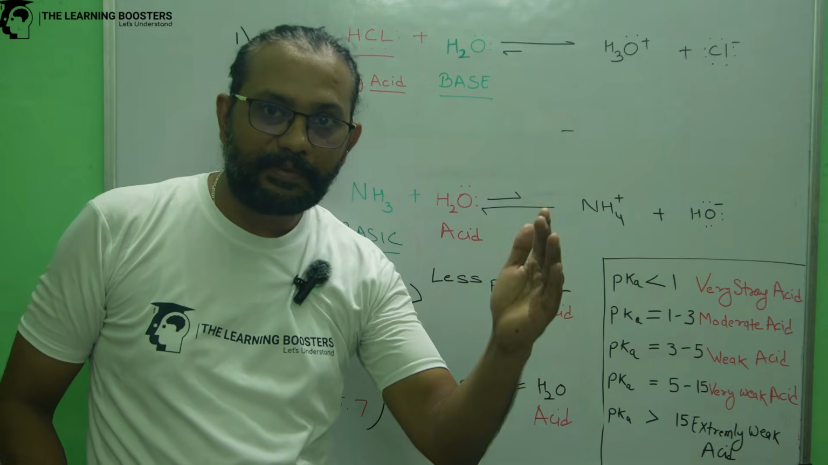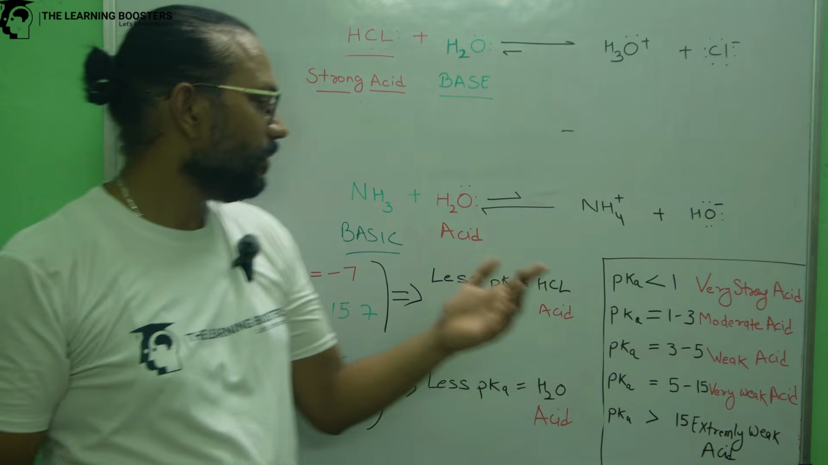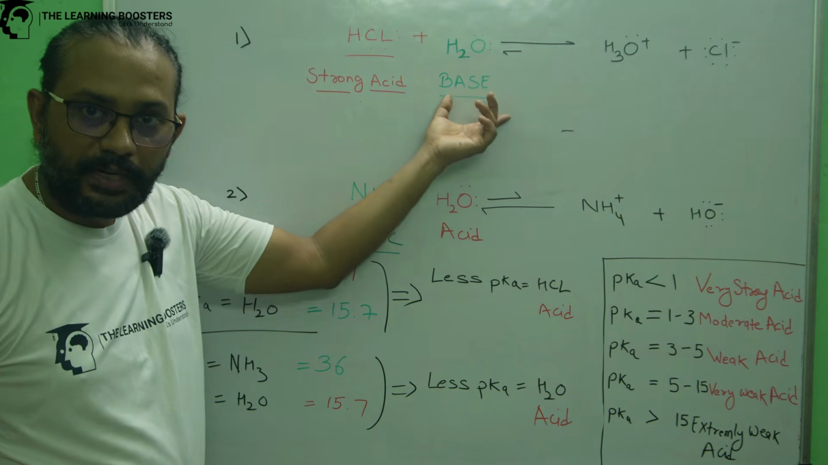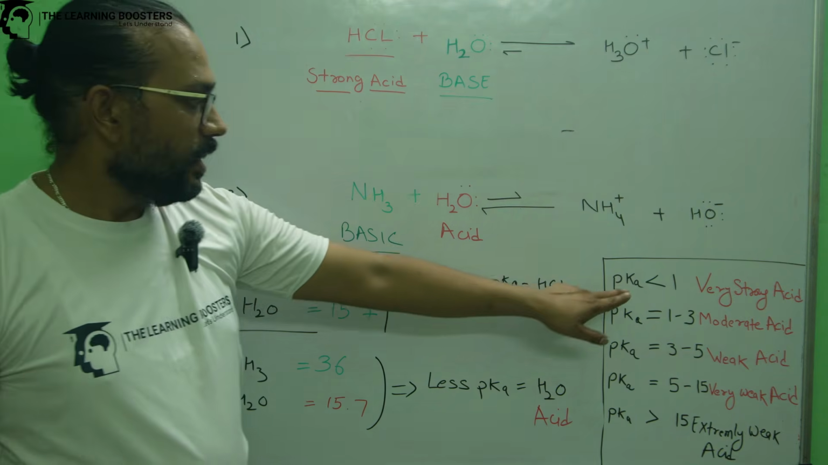Remember one thing, the lesser the pKa value, the more acidic it will be in comparison to the other species. For example, here we are discussing HCl and water. So we'll compare the pKa values of these two species.